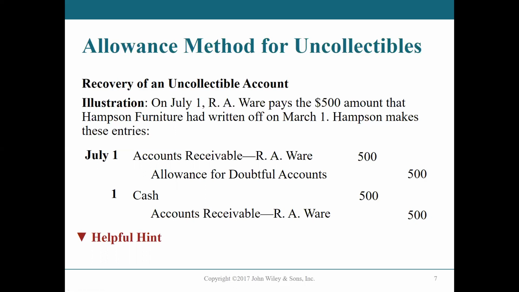So a recovery takes two journal entries. Right, because what would happen is if I just entered the payment from the customer, my cash would go up and my accounts receivable would go down, and the accounts receivable was already down because I wrote it off. So now that would throw everything off. So instead I have to reverse the write-off and then enter the cash payment.